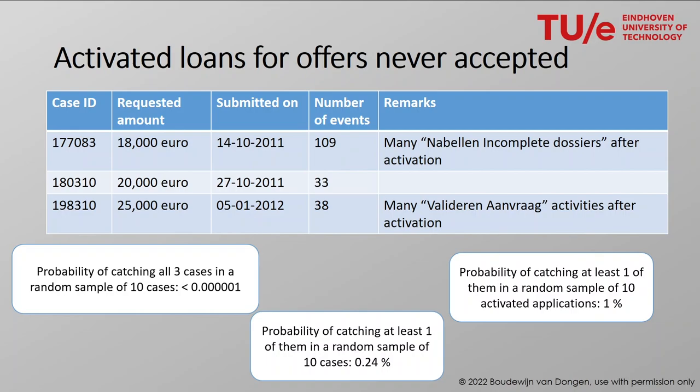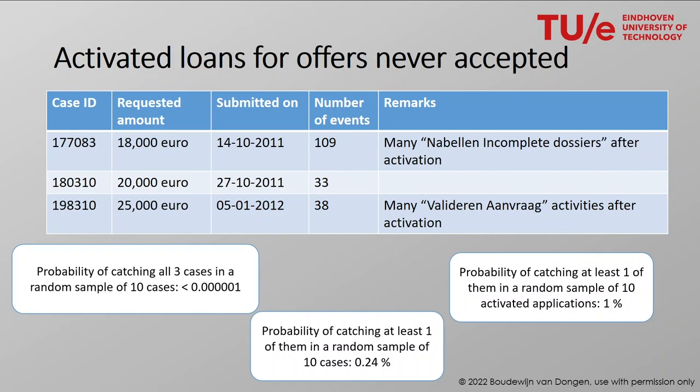But we talked about compliance and conformance just before. The probability of finding all 3 of these cases in a random sample of 3 is practically 0. Even catching one of them in a random sample of 10 cases is only 0.25%. So if an accountant looks at this data, they take a random sample of 10 of these process instances, go through the details, and say, "You did a brilliant job, bank. Nothing went wrong here. My statistics tell me that nothing was wrong." But there's still 63,000 euros missing. For a bank, it's probably pocket change, but it's really not. And with conformance checking, you would find this.